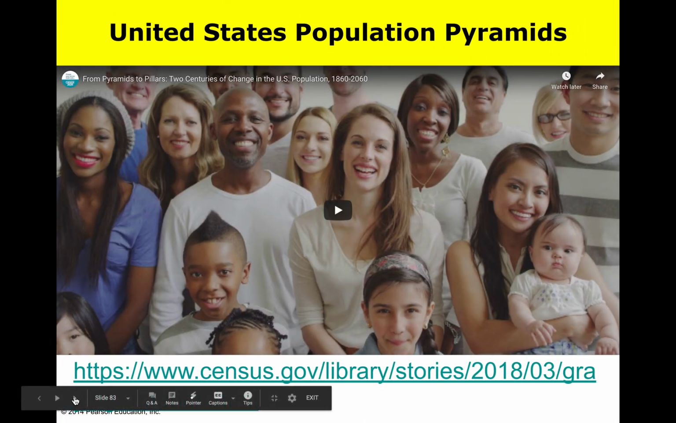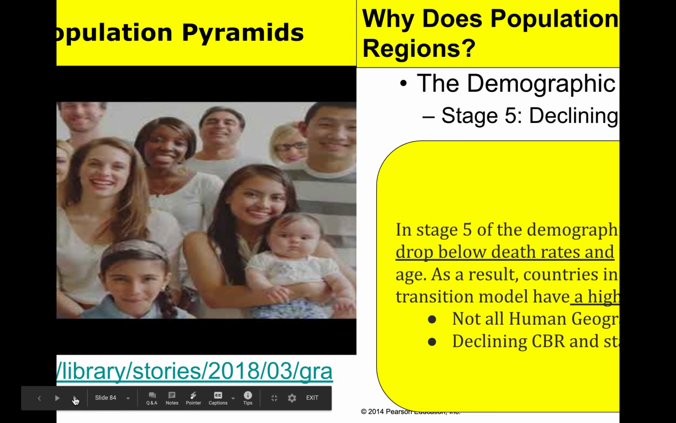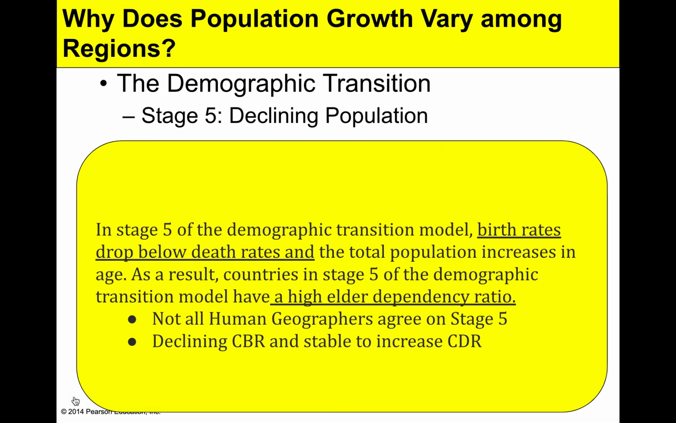All right, you can take a look at the U.S.'s population pyramid. In DTM stage 5, birth rates drop below death rates. There's a high elderly population. Usually this happens because of government policy.